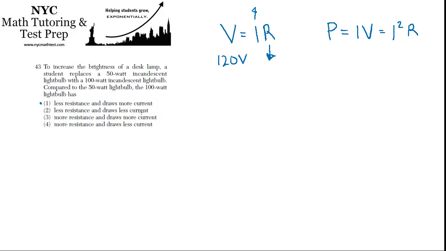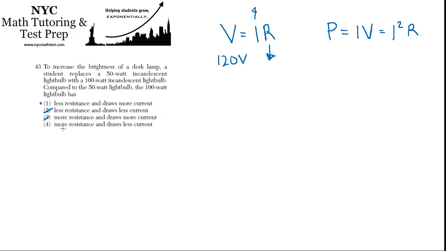Less resistance and draws less current. Well, if it has less resistance, it's going to draw more current. We just said that. So it couldn't possibly be less and less, unless the voltage was lower, and it can't be because that's being held constant. So 2 doesn't make any sense. What if it has more resistance? Would it draw more current? No. If it had more resistance, it would draw less current. So that doesn't make sense.